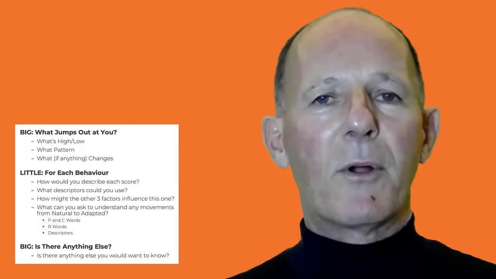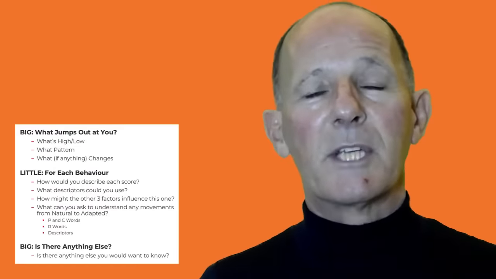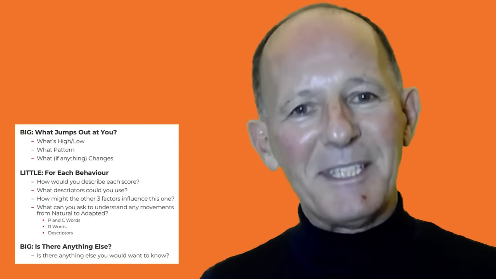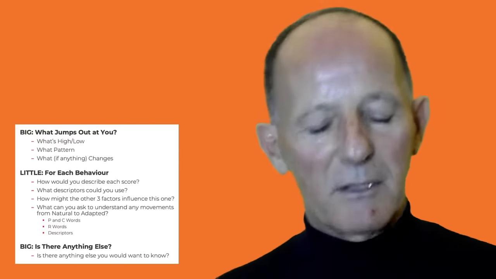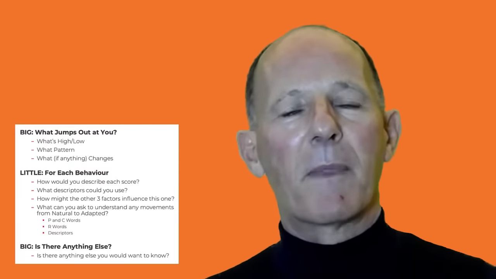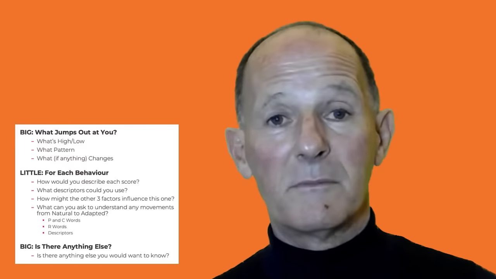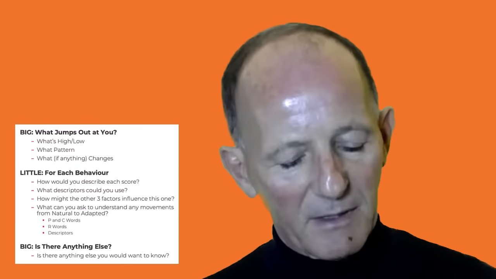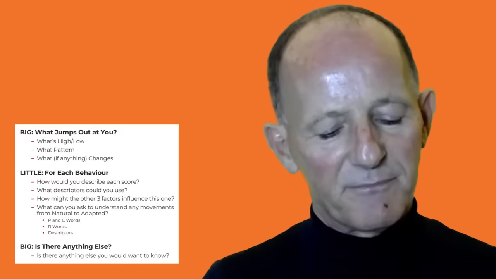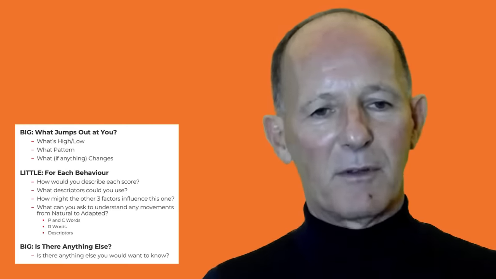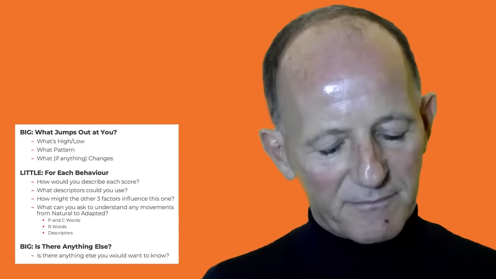The Big Little Big process is very, very simple. We take a big look at the report, a little look, i.e. we go into detail, and then a big look again. So the first big look is we ask simple questions. What's high and low? What scores are high, what are low? What, if any, patterns do we see? And what, if anything, changes from the natural to the adapted style? So we get a sense of what this profile looks like.